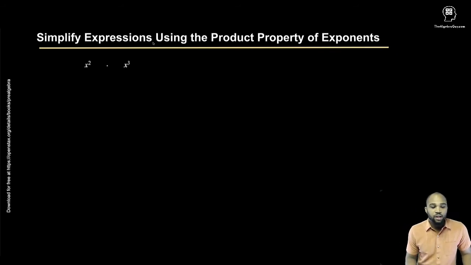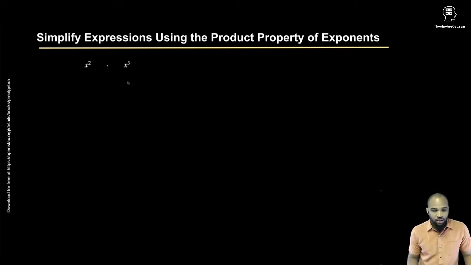Simplify expressions using the product property of exponents. So what is the product property of exponents? The product property is just as it sounds. You have a product of two things. Remember, product means the result you get from multiplying two terms. So what is x squared times x cubed going to equal? What would you assume?